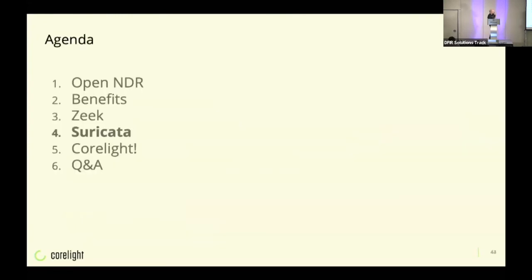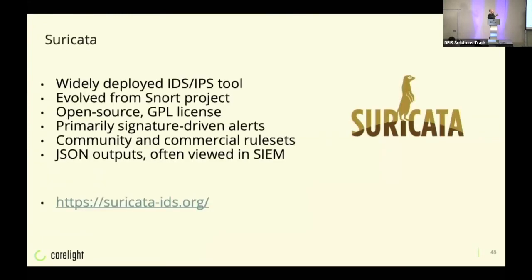Suricata, the other tool I wanted to dive deeper on. I said peanut butter and jelly, Suricata and Zeek. Suricata is a widely deployed, typically IDS, from what we see in customer deployments, intrusion detection system, which means it's passive, it's out of band, it's not inline and blocking like a firewall or an IPS system. It came out from the Snort project, if you've heard of Snort, open source, just like Zeek.